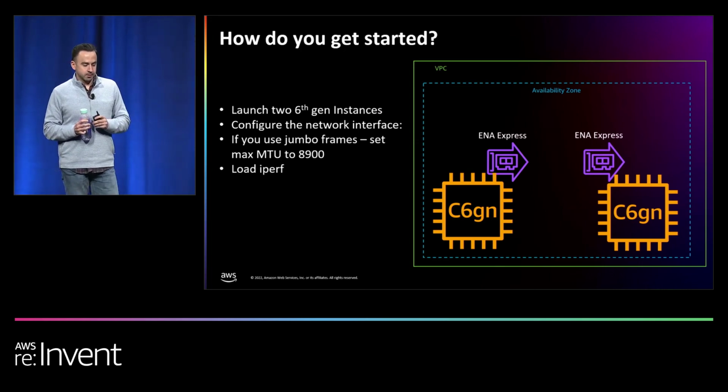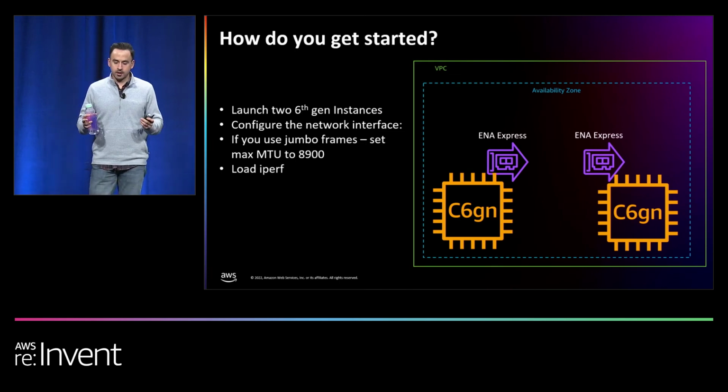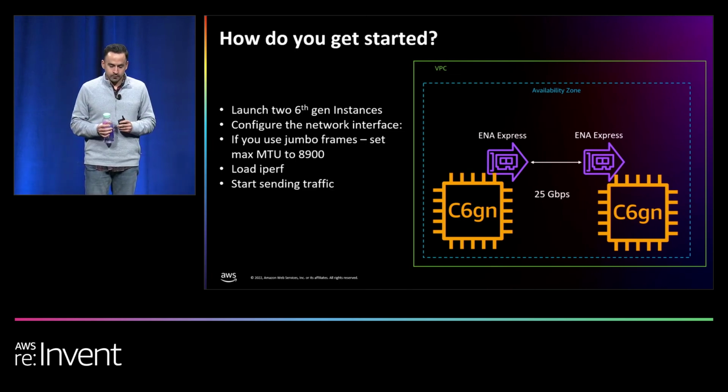Once you've configured your instance, you can load iPerf or your favorite benchmarking application on both instances, and you can start sending traffic between the two. What you should be able to see from there is up to 25 gigabits per second of traffic flowing between your 2 instances.